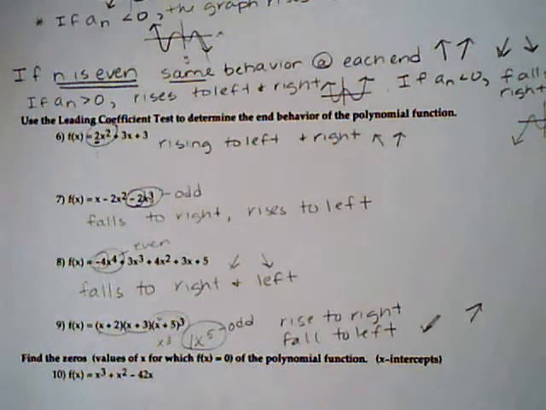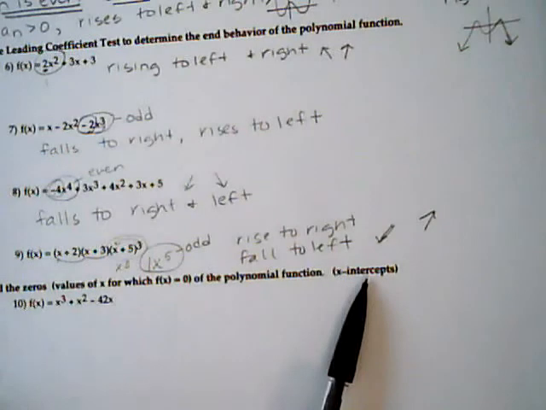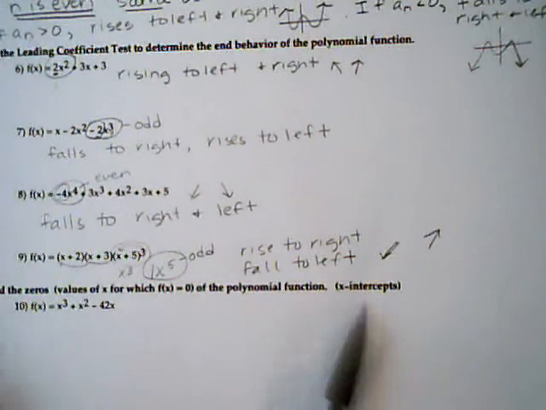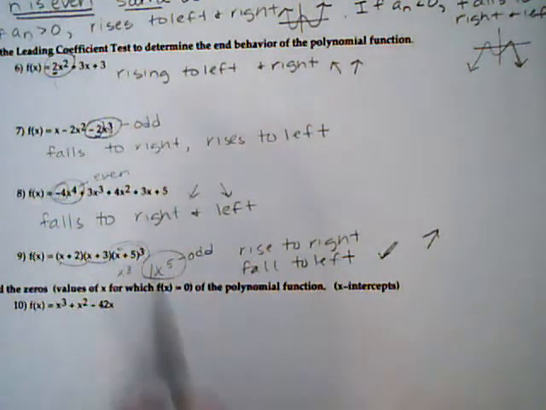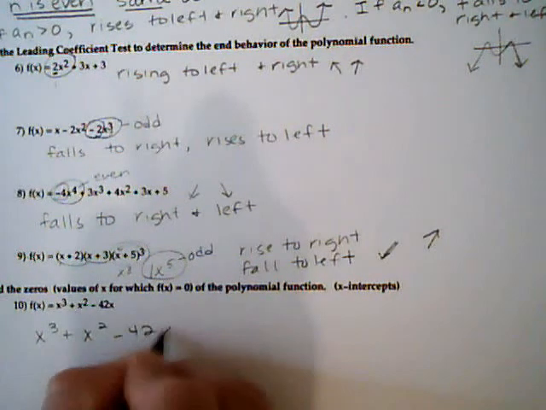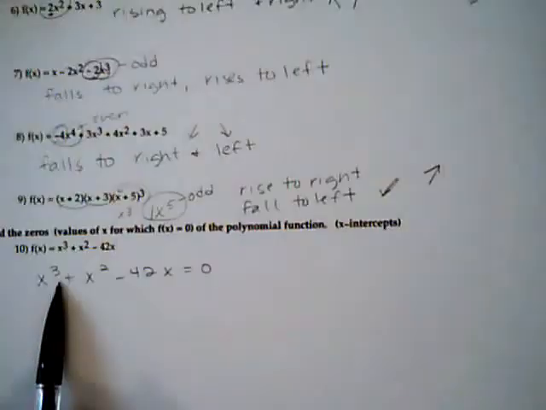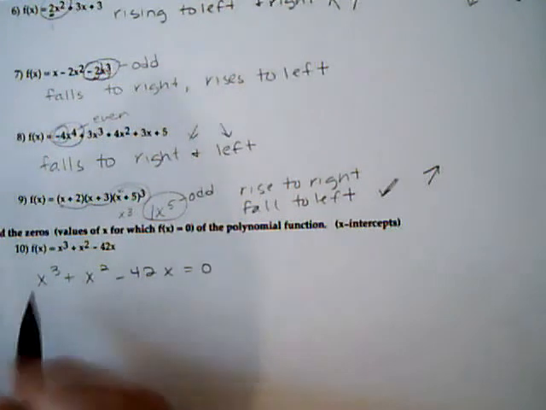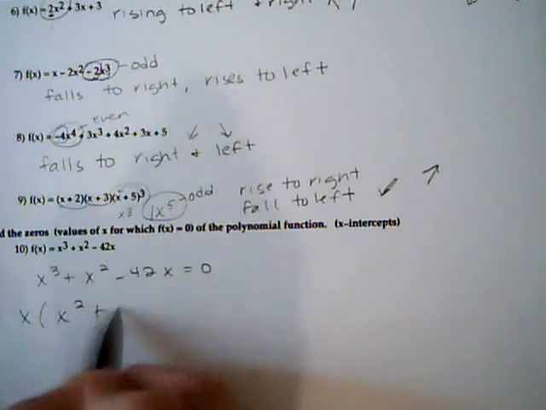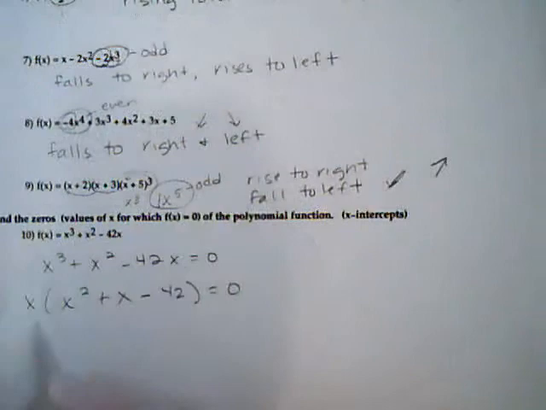Okay, number 10, the example, says to find the zeros, all the values of x for which f of x is equal to 0 of the polynomial function. So we want to find our x-intercepts. So we can do that just by setting the function equal to 0. Okay, remember to solve this we may have to factor out an x. So that would give me x squared plus x minus 42 equals 0.